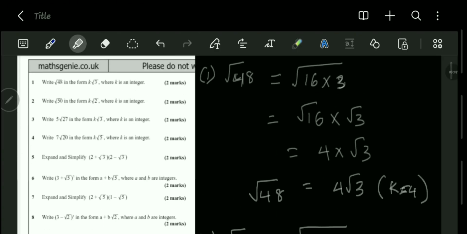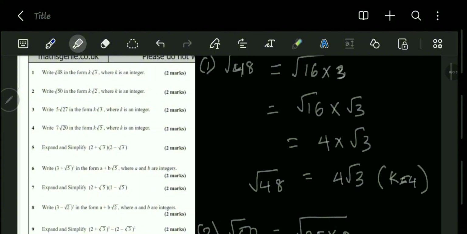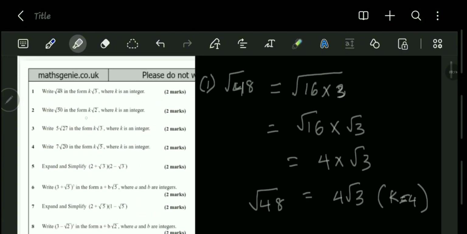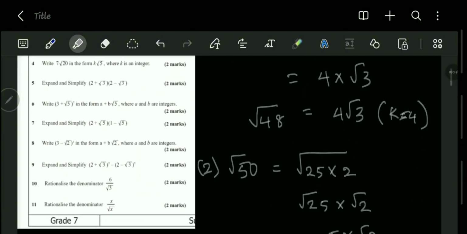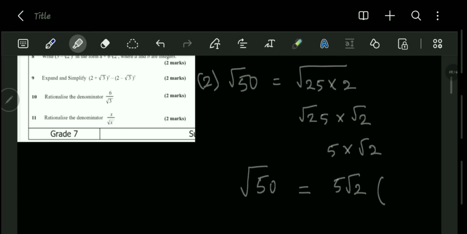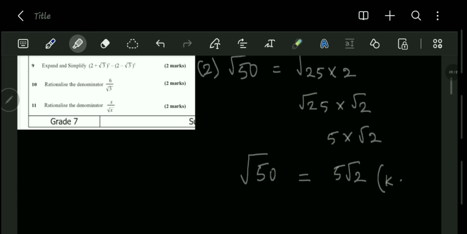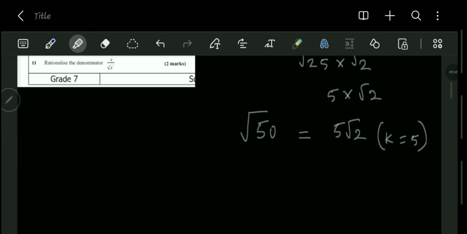If you compare with the question, you see that 50 is the question, and then k surd 2. In this case, k here is just going to be 5. So k in this case is 5.